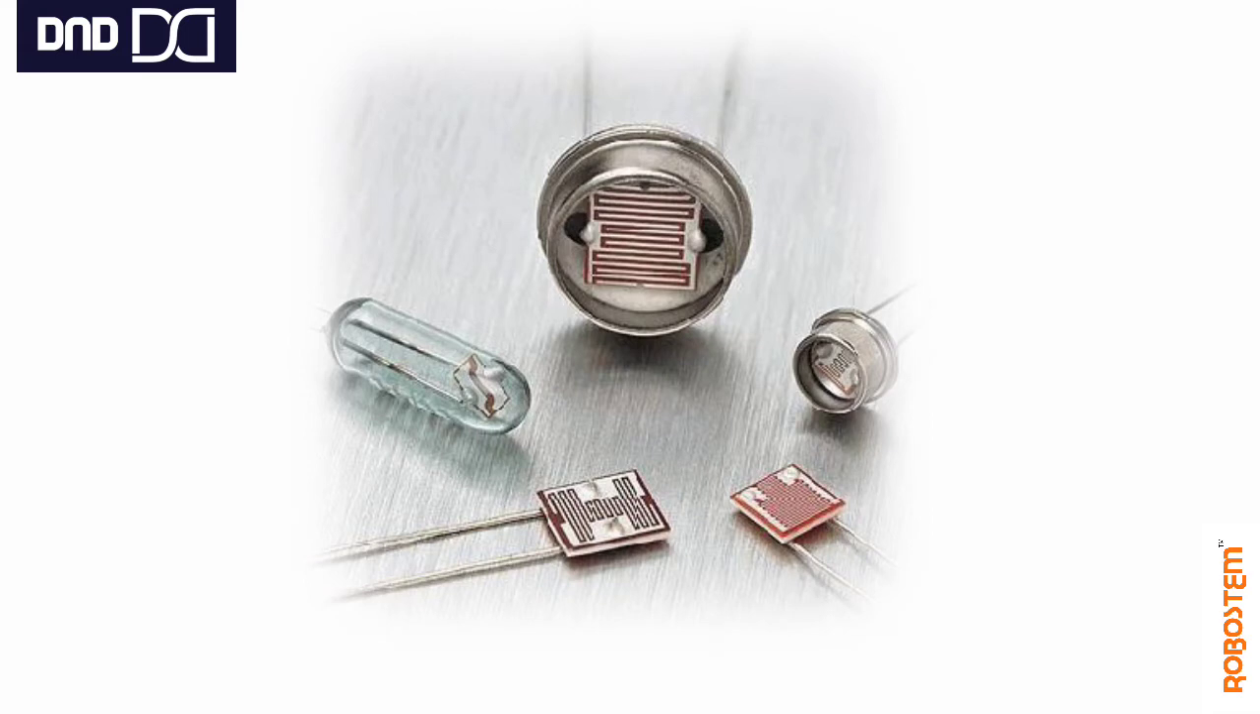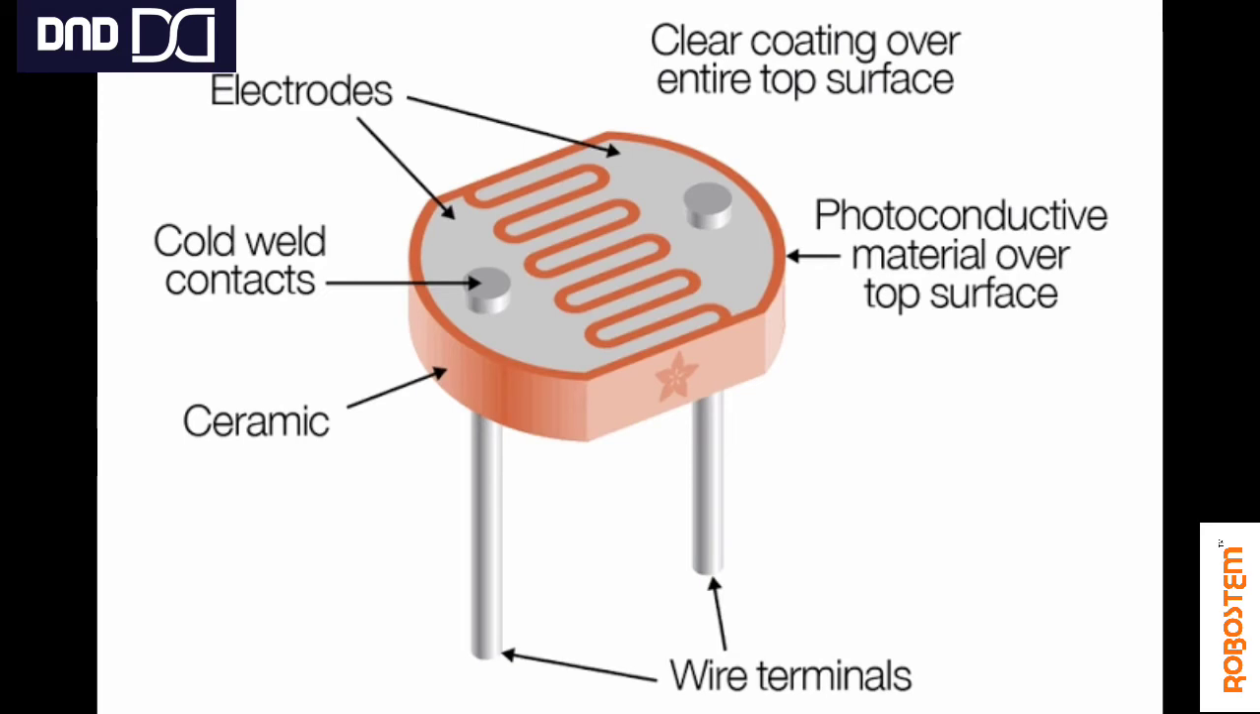Let us see about its working principle. The working principle is photoconductivity. That means as the intensity of the light increases, the resistance decreases. That means the resistance of the LDR is inversely proportional to the intensity of the light.